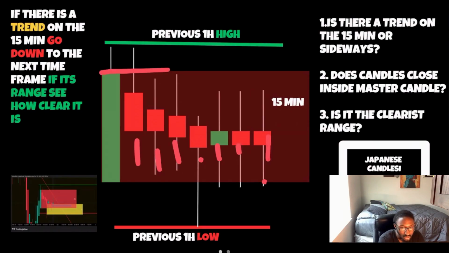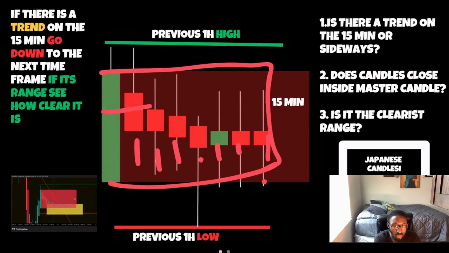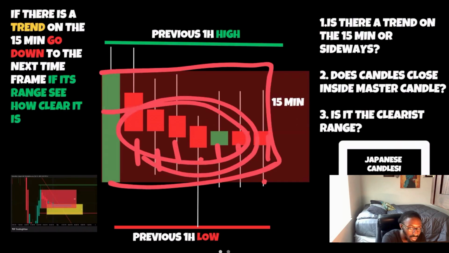We see that it's going sideways. Number 2, do candles close inside the master candle? We have multiple. A master candle is something that is controlling more than one candle or just one candle, right? Anything other than itself. Is it the clearest range? We don't know until we go down.